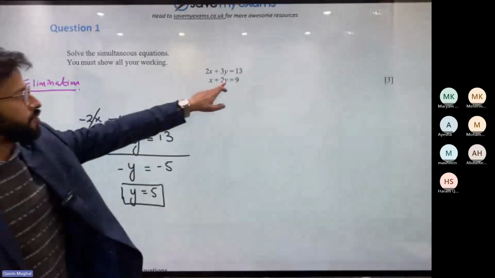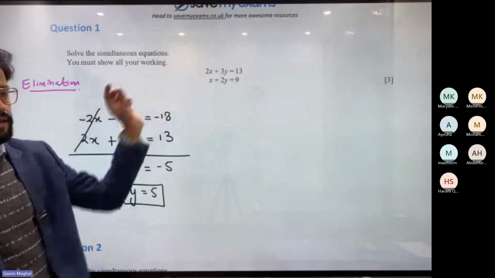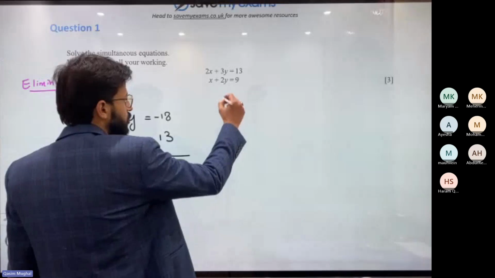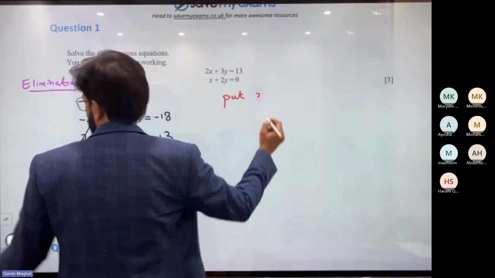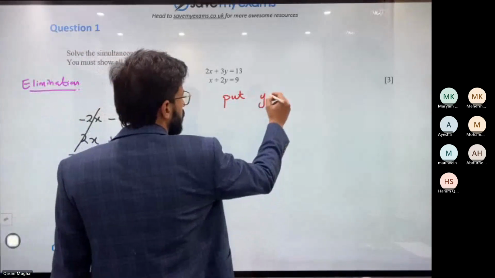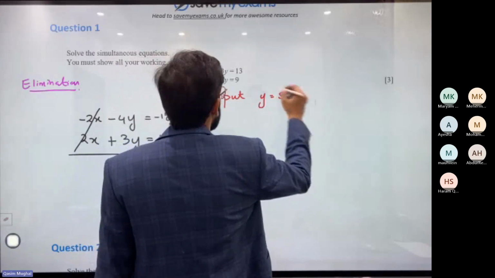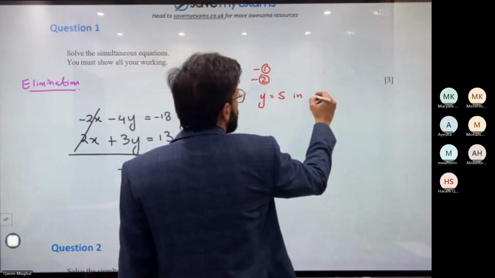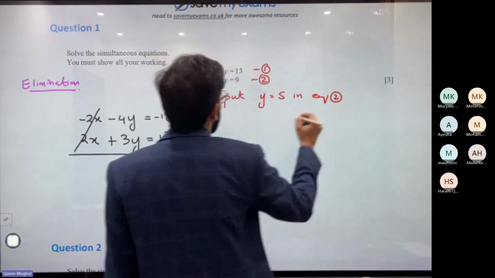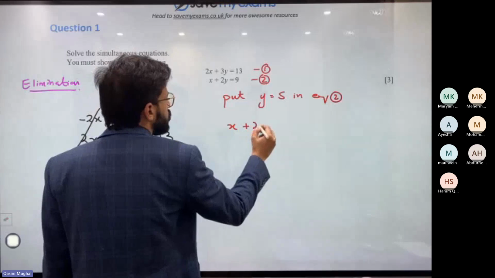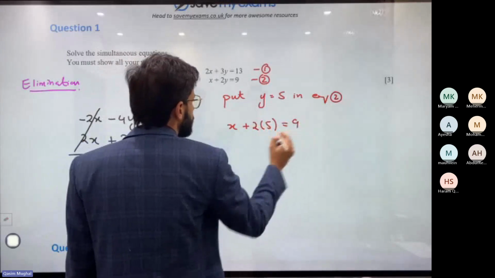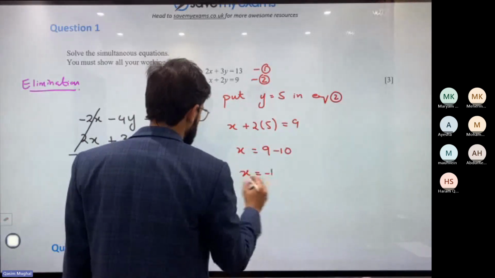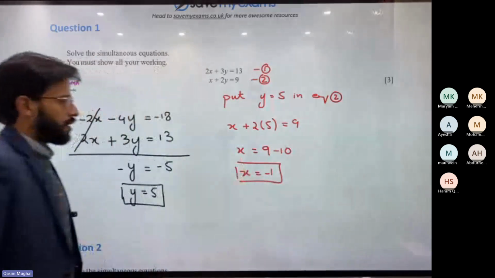I would go for equation 2 because I need to find out the value of x, and I see that x has a coefficient of 1 and it is going to be simpler. So put y equals 5 in. This is equation 1 and this is equation 2. In equation 2, x plus 2 into 5 equals 9. x equals 9 minus 10. x equals -1.